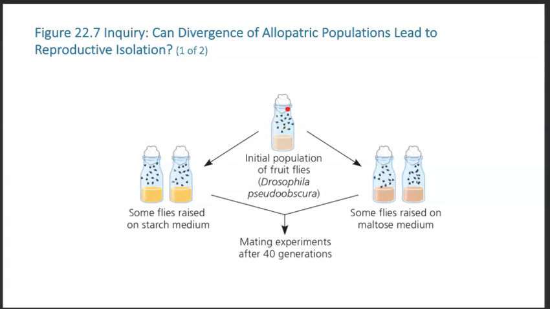So here's our initial population, and some of those individuals from this population were put in food where there's lots of starch, and others were put in food where there's lots of sugar, in this case the sugar maltose, and they were raised for 40 generations. Now remember, 40 generations, that's 40 times 3, that's 120 weeks, right? This experiment didn't take more than a couple years to run.